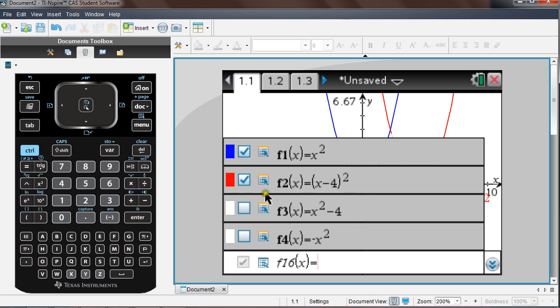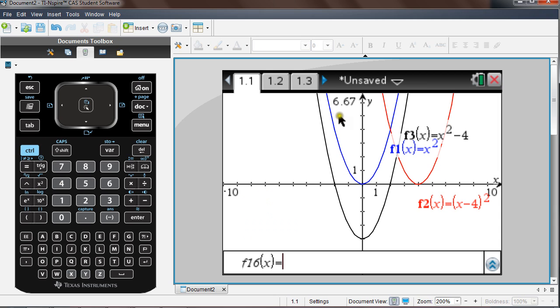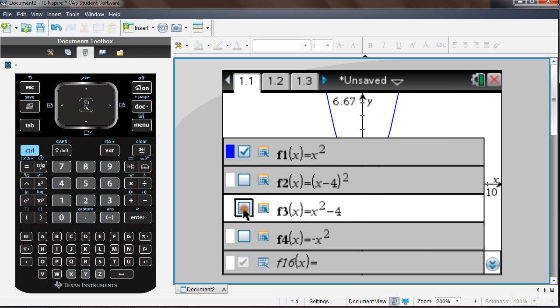Alrighty, now the next one. This had the minus 4 at the end, so that should be moved down 4 from the original parent. Click it on, that's going to be in black. And every point on the original parent function has been moved 4 places down. 1, 2, 3, 4 to give us the black U shape. Alright, just to keep this a little clean, I'm going to go ahead and click those 2 off.